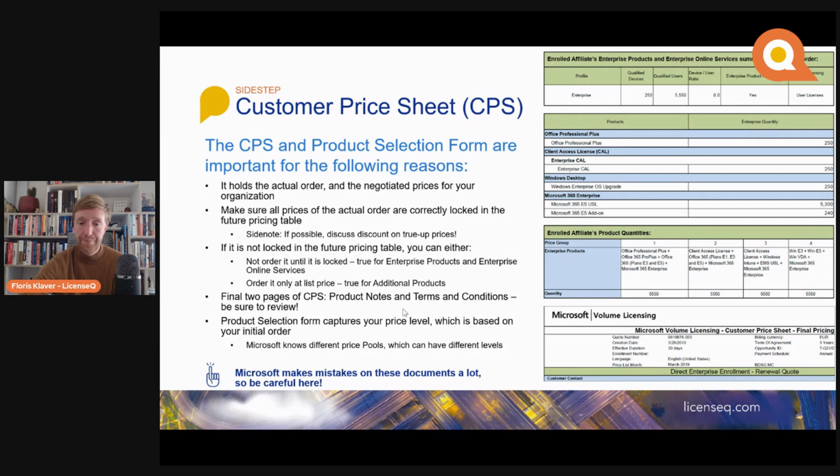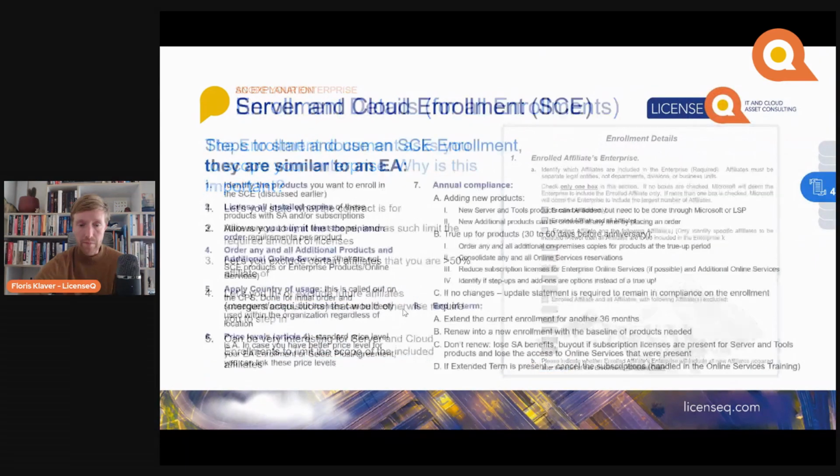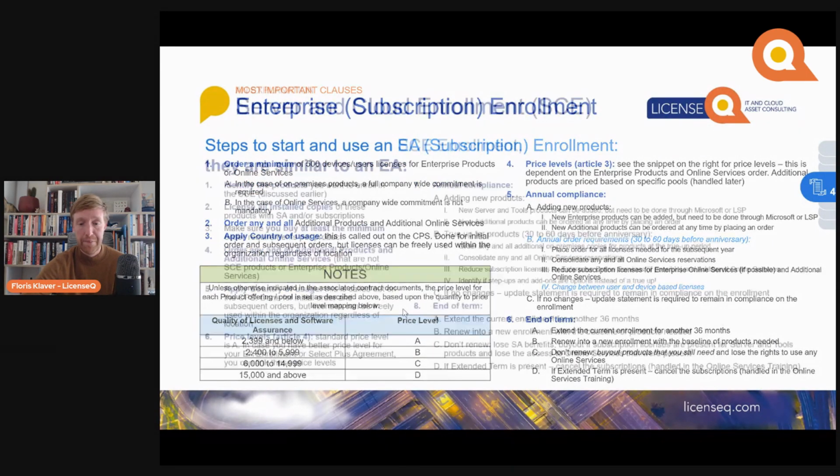So group 1 will count all Office Professional Plus installations and Office 365 licenses that are in the initial order, and it will total that up. And in this case, it totals up to 5,550. And that means, if you look back at the previous slides, that 5,550 will be price level B.